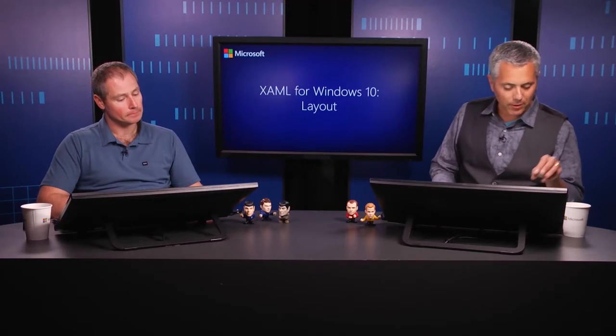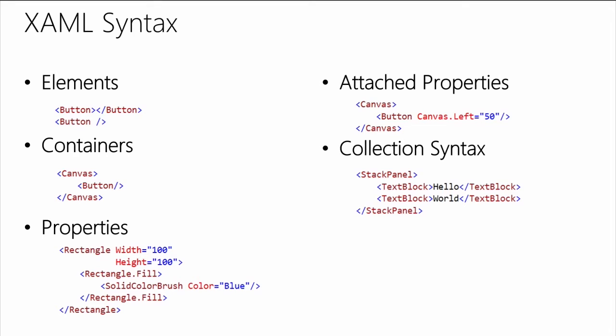And then, setting properties, you can set properties in a simple or in a rich way. You can see here in Height and Width, we're setting them straight to 100. And of course, we know Height and Width are both doubles, and so 100 is not a double, it's a string.